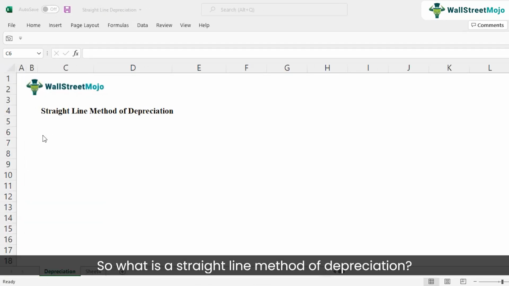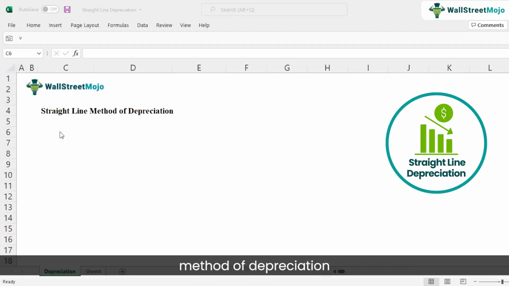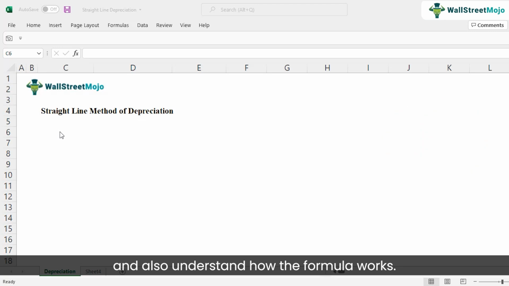So what is the straight line method of depreciation? It is one of the most widely used depreciation methods, and in fact, one of the simplest as well. What happens in the straight line method is that you take a constant depreciation expense year over year, just like a straight line. Think of the useful life and charge a constant depreciation during that useful life. You will get the straight line method of depreciation. So let's take an example and also understand how the formula works.